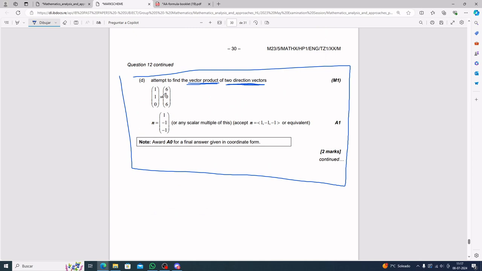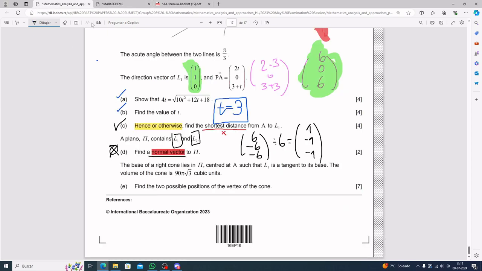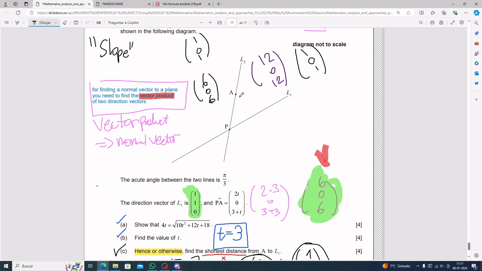Notice that the mark scheme does something very similar. You end up with 1, negative 1, negative 1, but it does tell you that any scalar multiple of this also gives you the mark. So don't worry if you didn't notice that. You can leave it like this or you can leave it like that. Both of them work. I just want to share the idea that what you really care about is the proportion of your direction vector, of your normal vector.